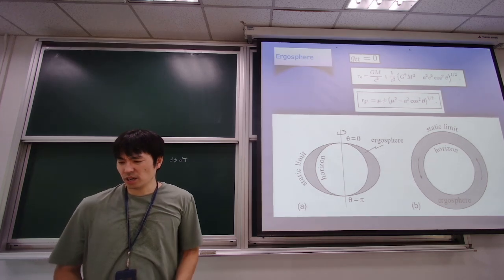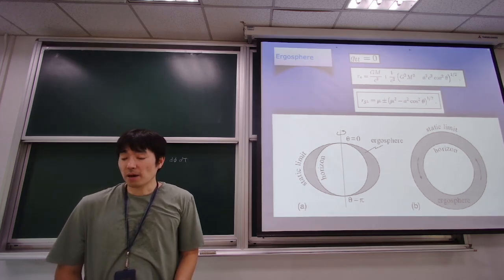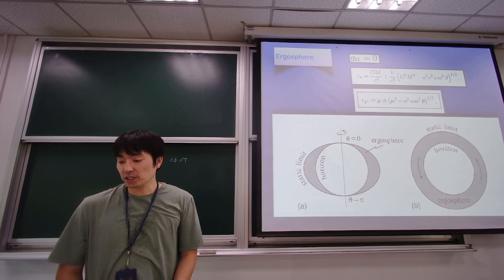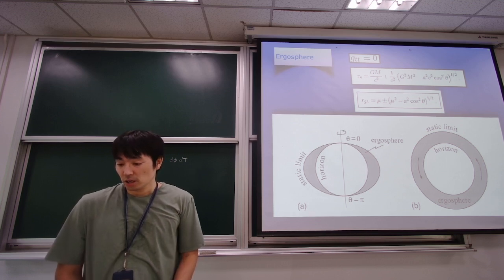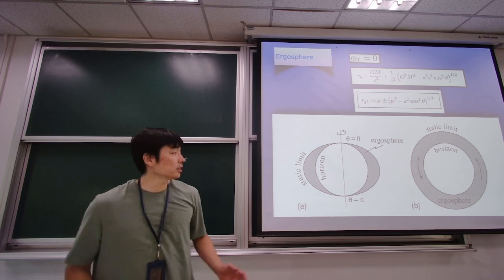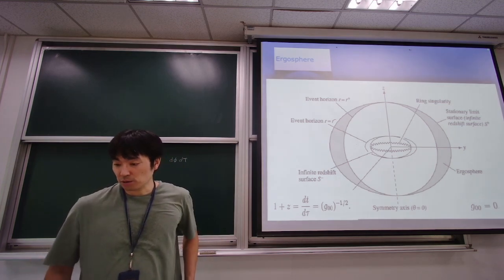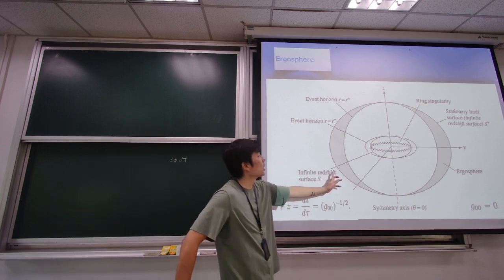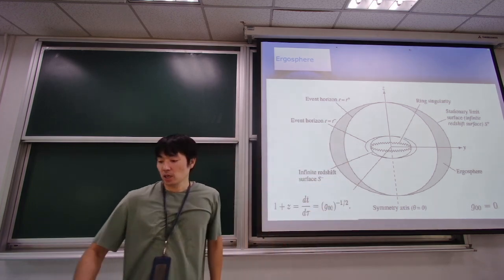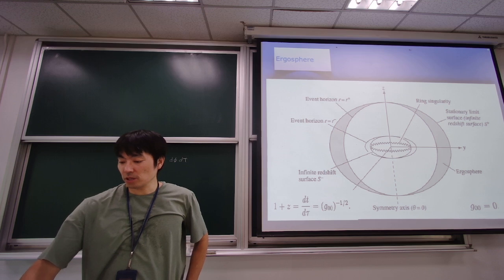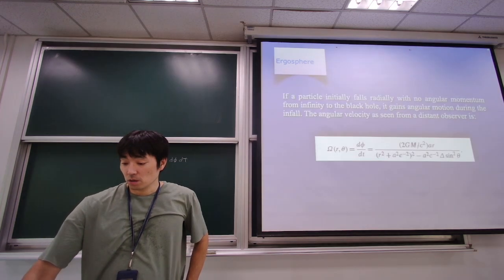Okay, and then the ergosphere is characterized by g_tt equals 0, which is outside of the outer horizon. So in between is called the ergosphere. And this is a rough picture of it. Here, the surface of the ergosphere is called the stationary limit because the angular velocity becomes 0. Okay.